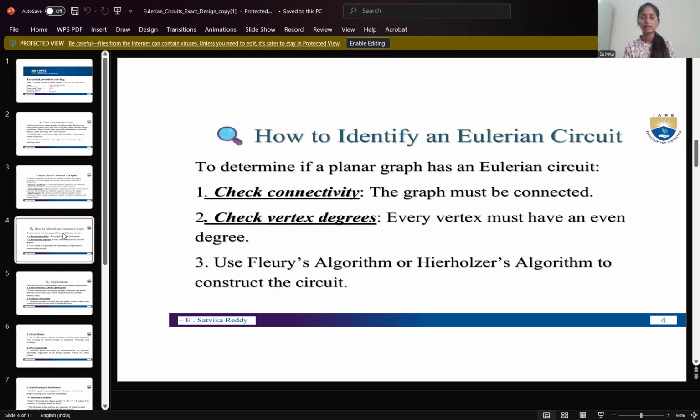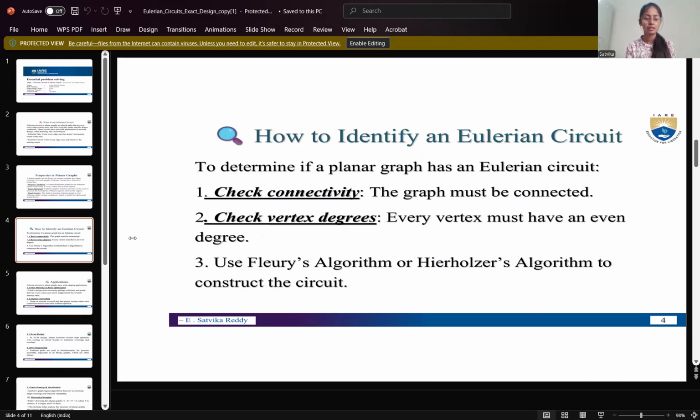How to identify an Eulerian circuit? To determine if a planar graph has an Eulerian circuit, we have two conditions. The first one is to check connectivity, and the second one is to check vertex degrees. The graph must be connected. If it is not connected, then it is not an Eulerian circuit. Every vertex must have an even degree. If it doesn't have even degrees, then it is called an Eulerian path, but not an Eulerian circuit.